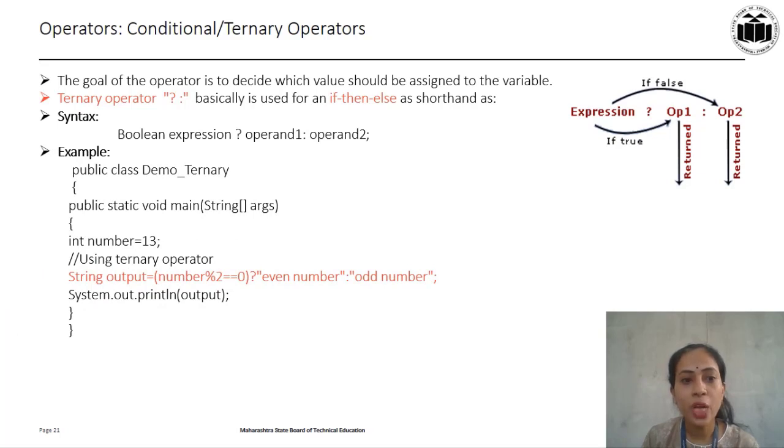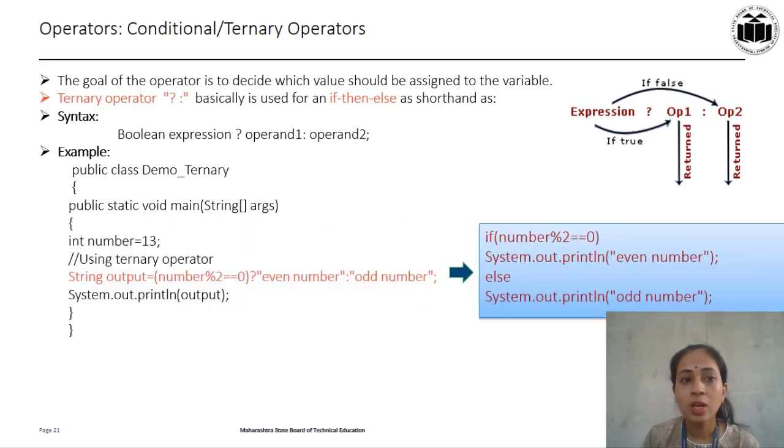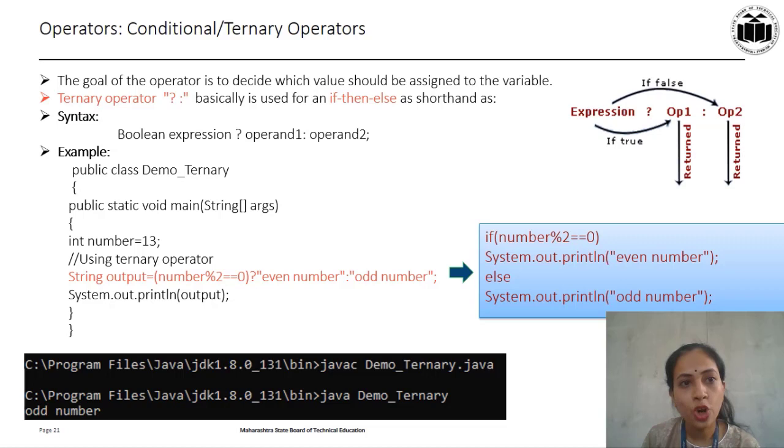So this program evaluates an even or odd number. I have explained this through the ternary operator and I have given the equivalent if else. So your number is 13. If number modulo 2 is equal to 0, it will print even number if the condition is true. Otherwise, it will return false. So in this case, your number is 13, which is not equal to 0. Means it will return odd number. So here is the output of the ternary operator. So if you want to check for an even or odd number, you can perform this task by using the ternary operator or if else.